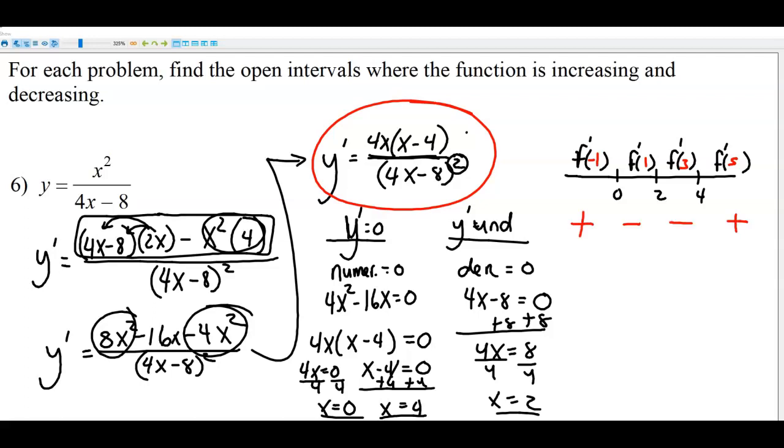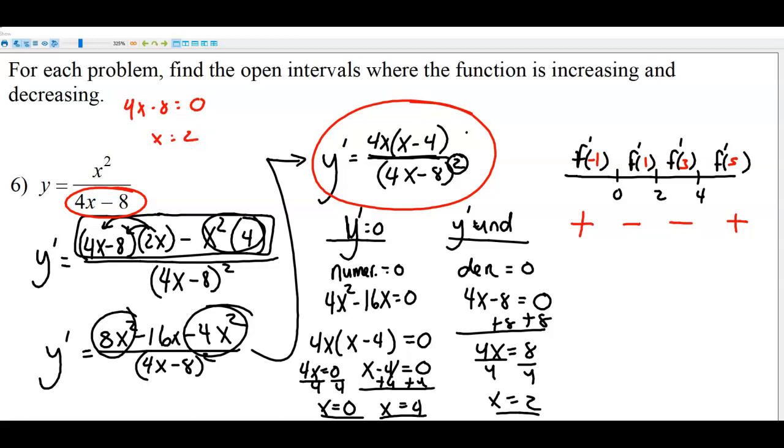All right, and there it is. Now, notice that it doesn't do what we're used to, especially with polynomials. Usually it just kind of goes back and forth, positive, negative, positive, negative. But this one, we have positive, negative, negative, positive. That's kind of interesting. The reason for that is because this function has a discontinuity at 4x minus 8 equals 0, which we already solved. We got x equals 2.